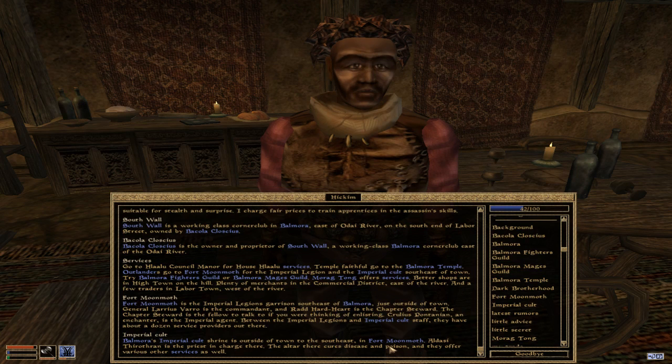Balmora's Imperial Cult Shrine is outside of town to the southeast, in Fort Moonmoth. Aldaci Therothran is the priest in charge there. The altar there cures disease and poison, and they offer various other services as well.